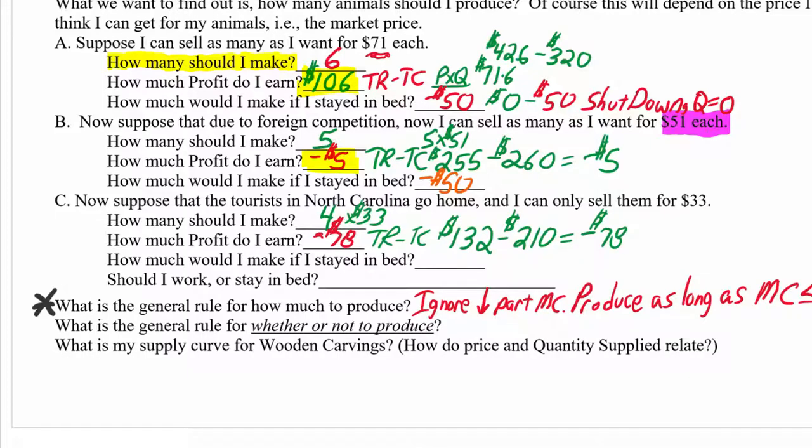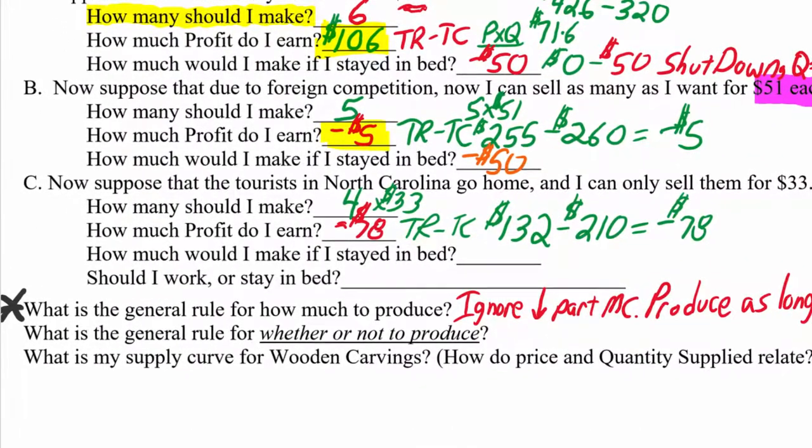But hey, wait a minute. We have another option. How much would I make if I just decided to stay in bed today? I would only lose $50 if I decided to shut down and produce zero. I'd have no revenue, but I'd still have that $50 in fixed costs. So what's our best choice in scenario C here? Well, our best choice is to stay in bed. Technically, what we would say is you would shut down and produce zero.